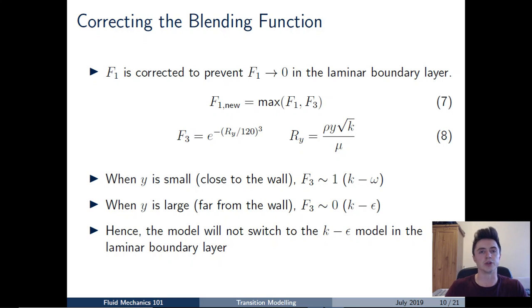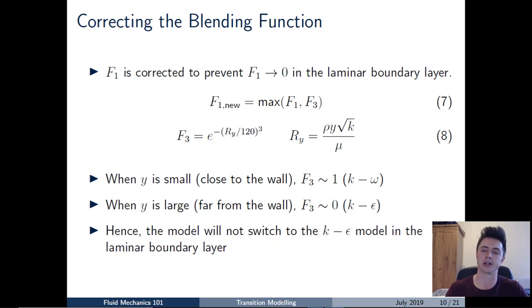And it was made clear by the authors that we don't want the k omega model switching to the k epsilon model, because we know that the k epsilon model is not as good in the near wall region, particularly if we have a very small value of y plus. And so the blending function f1 in the transition SST model was modified slightly to ensure that the blending function f1 wouldn't accidentally tend to 0 in the laminar region of the boundary layer.